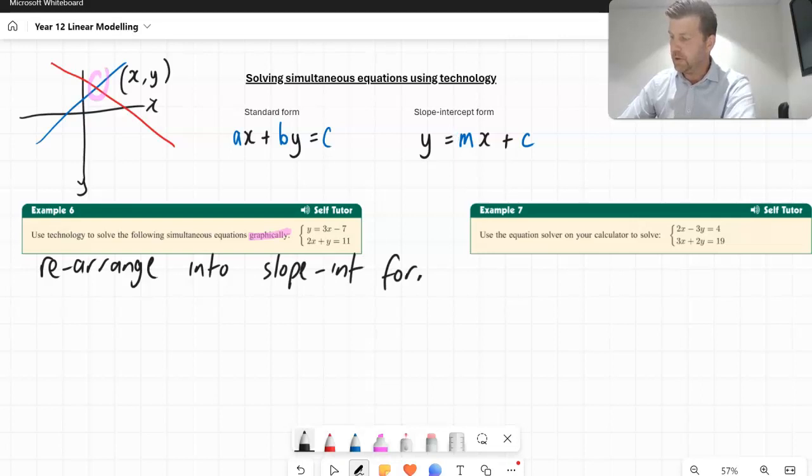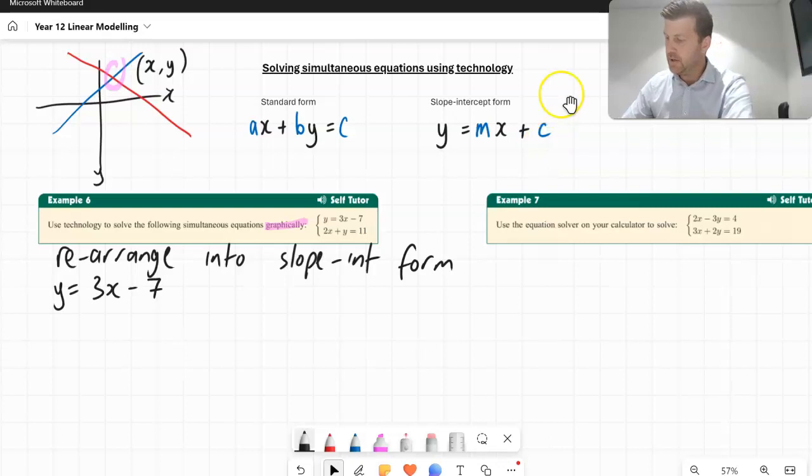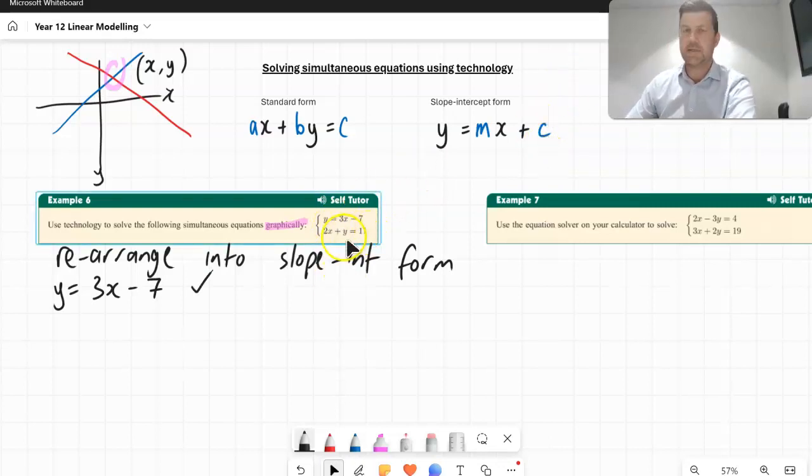Okay, so when I look at these two equations, y equals 3x take 7, it's already in that slope-intercept form. Y equals 3x take 7, already there, so I don't need to rearrange it, which is fantastic. But this second equation, 2x plus y equals 11, is in that standard form, so I'll need to rearrange this one. Okay, so I'm just going to write that equation down. 2x plus y equals 11.